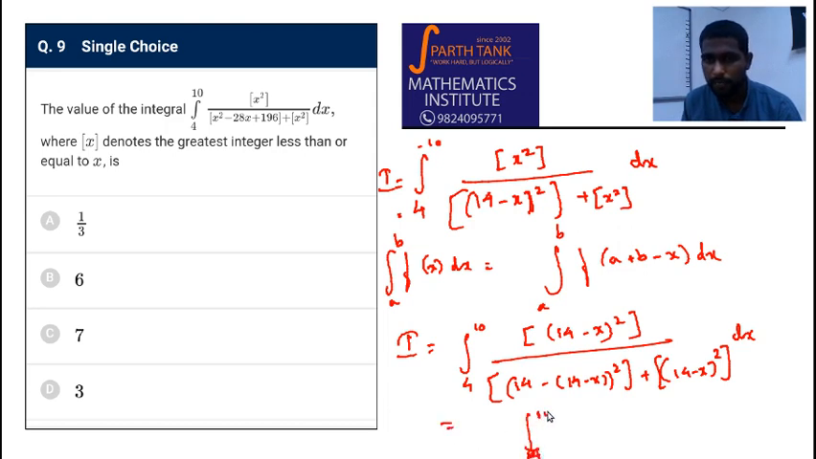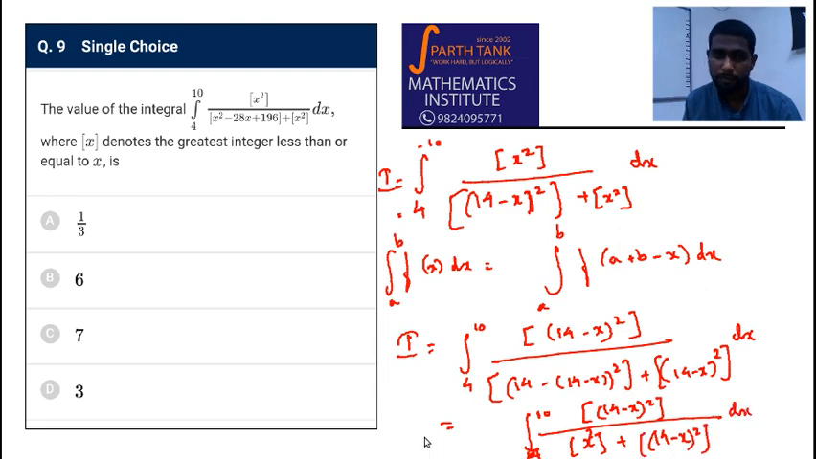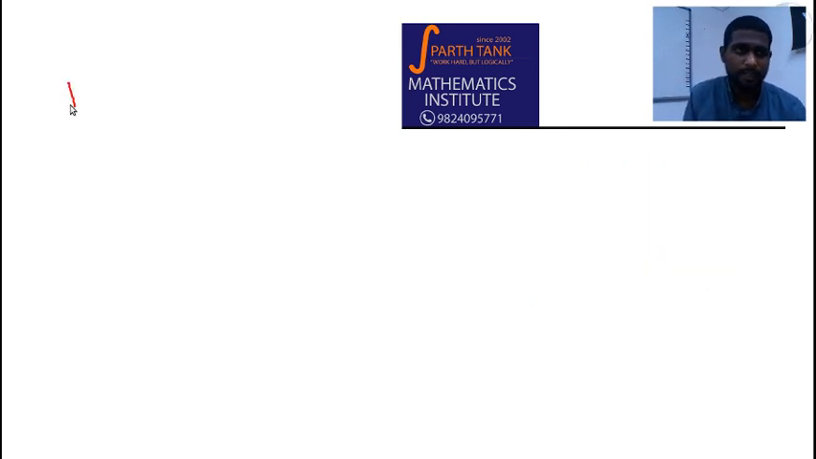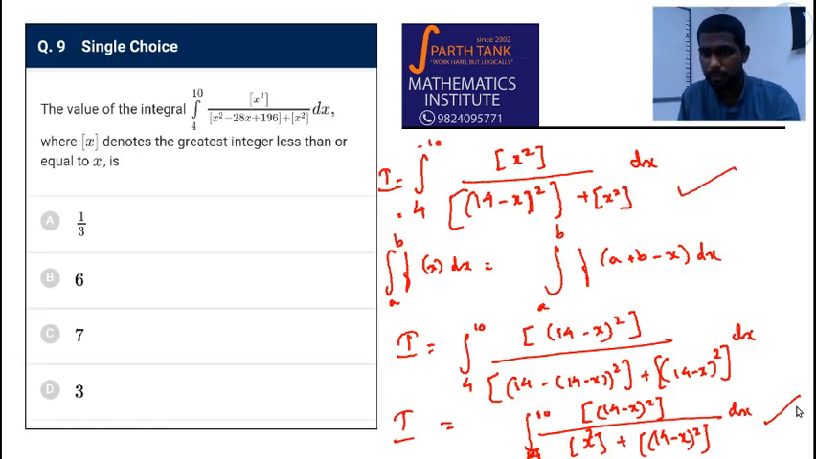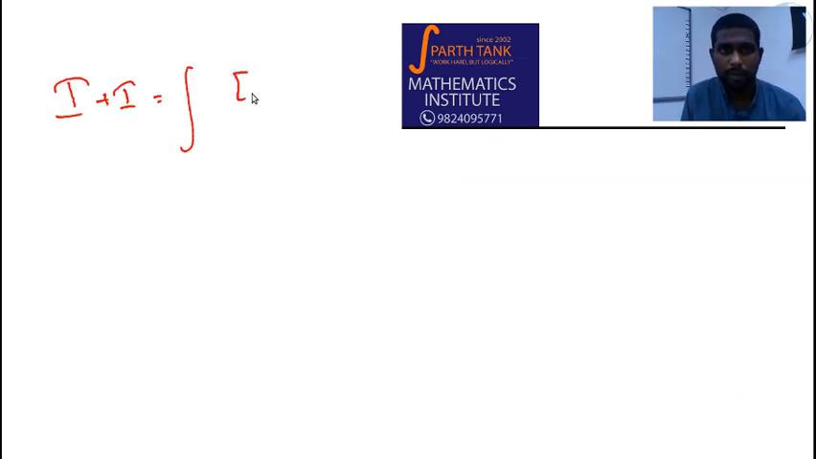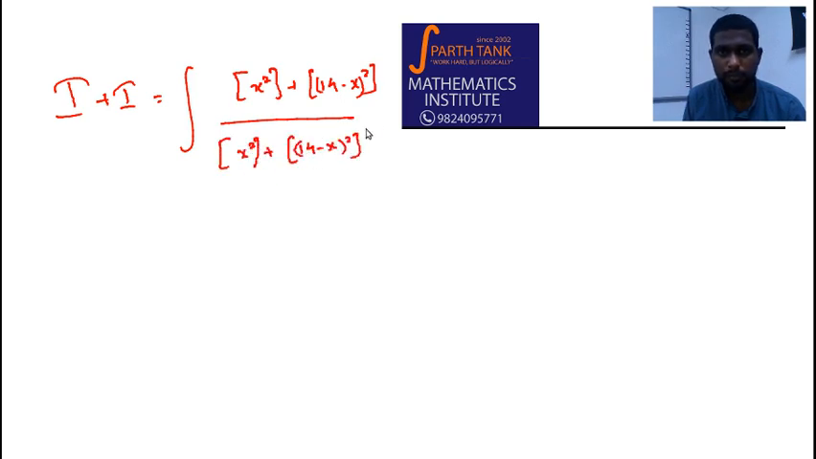from 4 to 10, (14 minus x) squared by [x squared plus (14 minus x) squared] dx. Now this is also I. Add 1 and 2, the numerator and the denominator become the same. That is, if you add both left hand sides, this one and this one, the numerator also is going to be x squared plus (14 minus x) squared, and the denominator is also going to be x squared plus (14 minus x) the whole square, from 4 to 10.